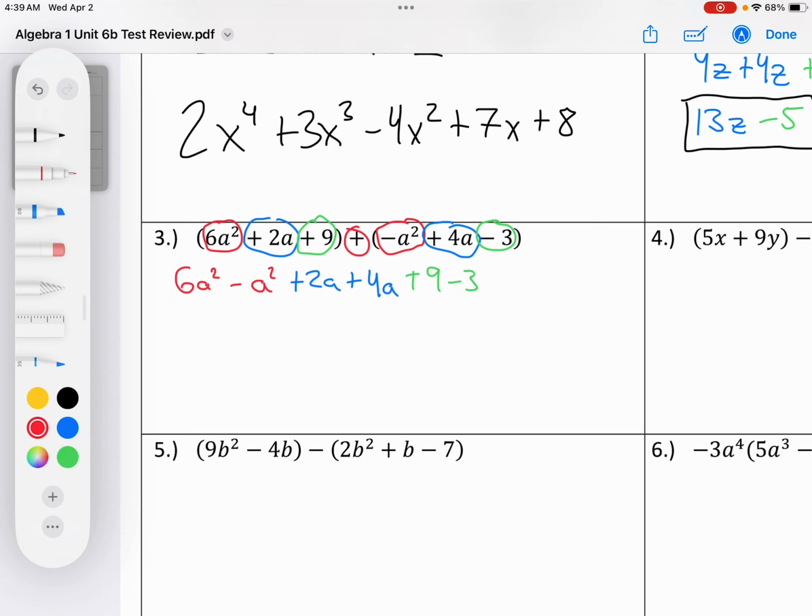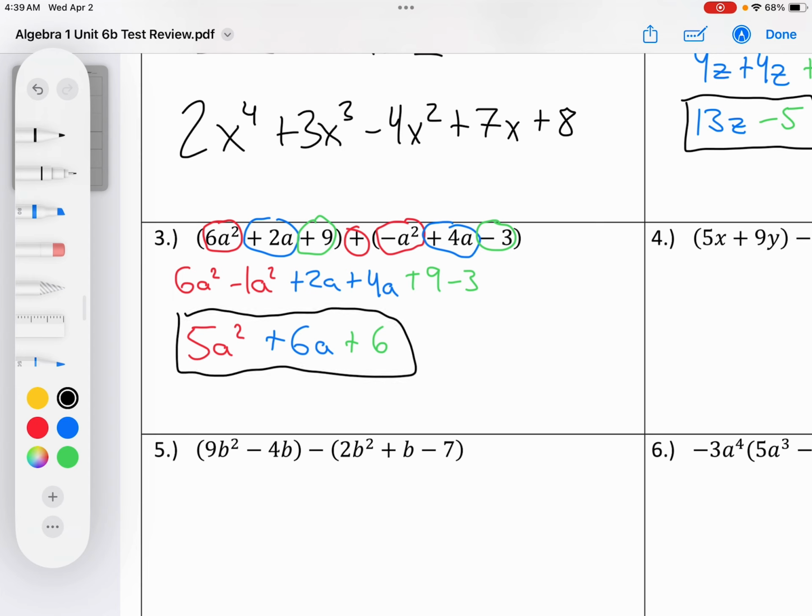So now for the a squared, this would be 6a squared minus a squared. You can think about there'd be an invisible 1 in front of that a squared. 6 minus 1 is 5. That gives me 5a squared. For the a's, 2a plus 4a, that would give me 6a. And 9 minus 3 gives me 6. So 5a squared plus 6a plus 6 is my final answer for this problem.